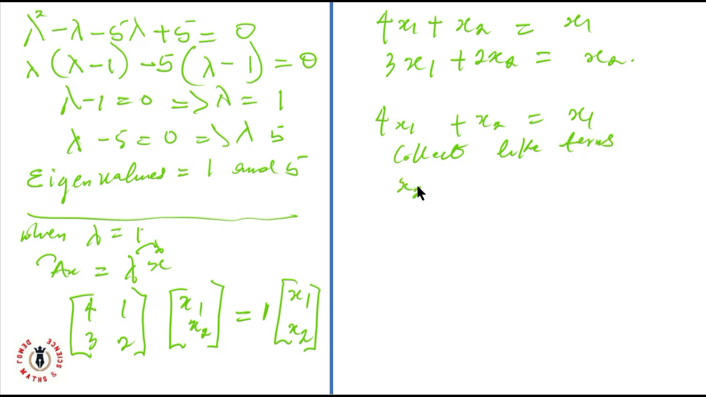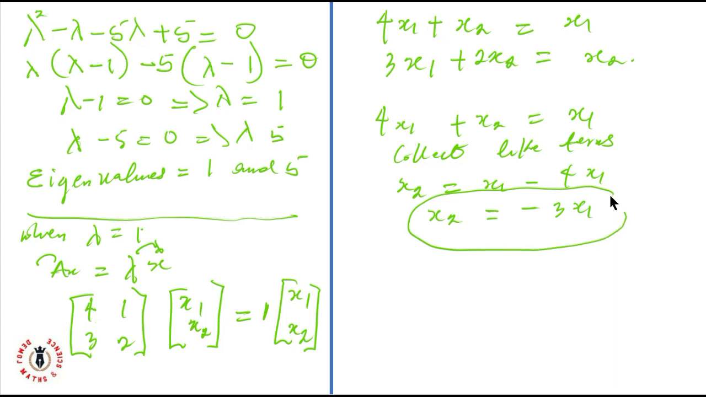So that x2 is the same thing as x1 minus 4x1. Obviously, x2 is the same thing as minus 3x1. Now, from here, I'm going to deduce my eigenvector. Like I said, whether you use equation 1 or you use equation 2, it's all the same thing.